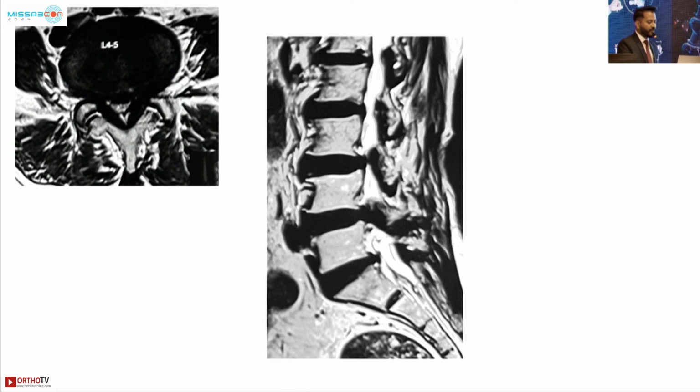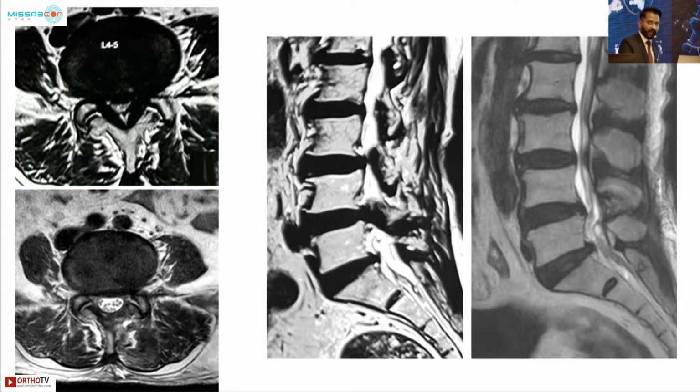Again, if you want to compare here, this is the pre-operative MRI and this is the post-operative MRI with complete and adequate decompression of the bilateral nerve roots as well as the cord.